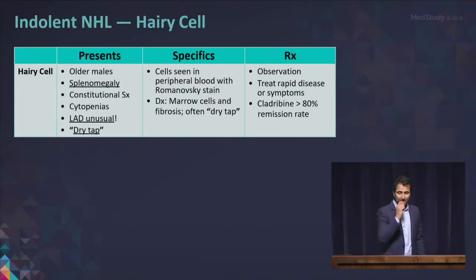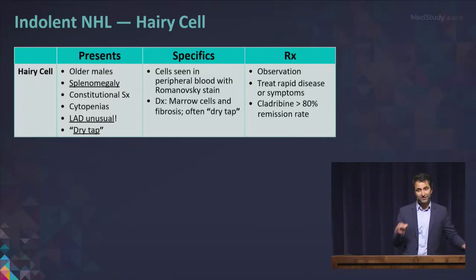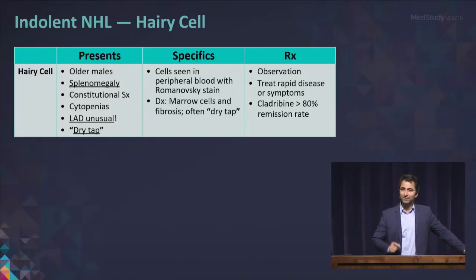Hairy cell leukemia. This is another sort of indolent leukemia, older males primarily. And what you need to know here is these patients present with pancytopenia, an enlarged spleen, and they have a dry tap. And what that means is when they do a bone marrow aspiration, we're not able to aspirate any fluid. It's called a dry tap, and it relates to fibrosis in the bone marrow. These leukemias have a pretty good prognosis and high remission rates with chemotherapy agents such as cladribine.